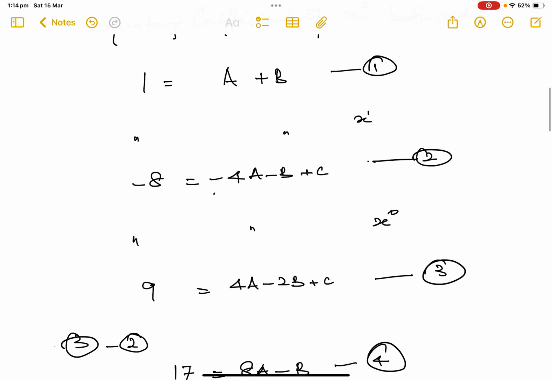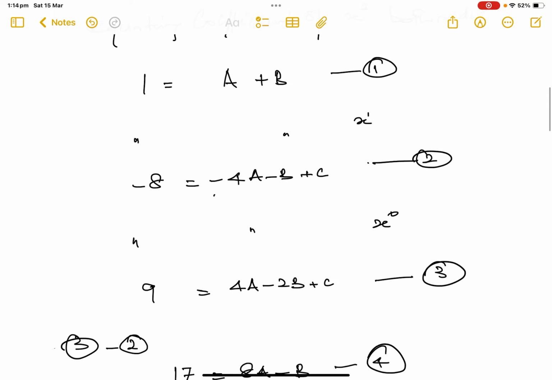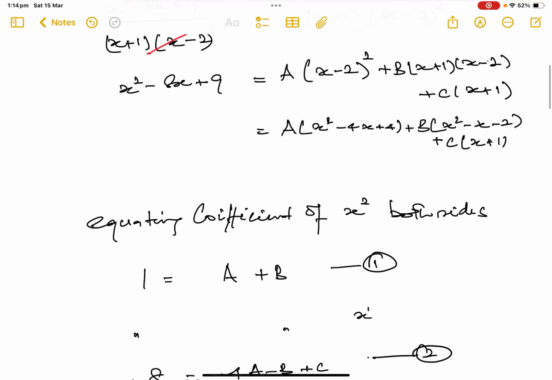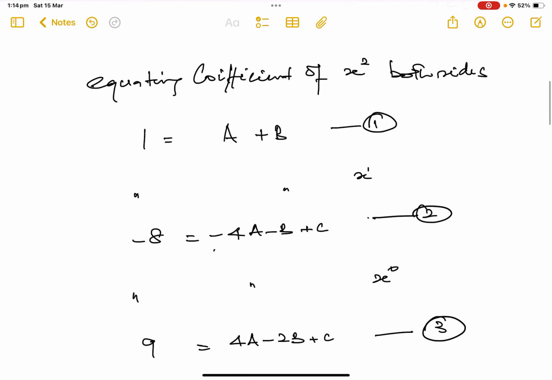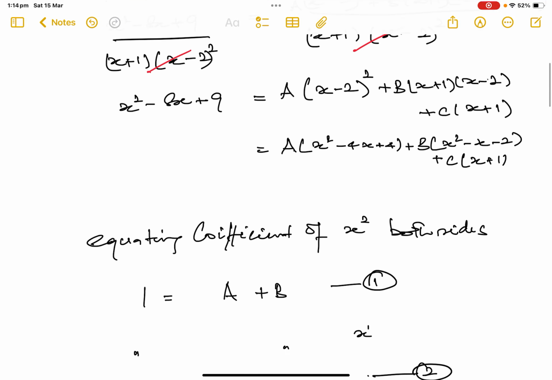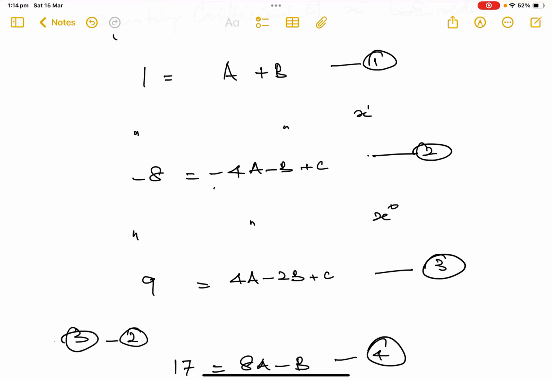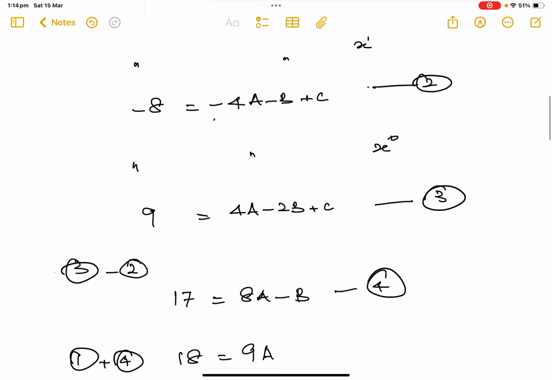Then equating the coefficient of x to the power of 0, that is just the plain numbers. The number on the left hand side is 9. On the right hand side, the first term is 4 times A, 4A, minus 2 times B, minus 2B, and 1 times C is C. So it's 4A minus 2B plus C. That's the third equation. So we have three equations and three unknowns, easy to find.